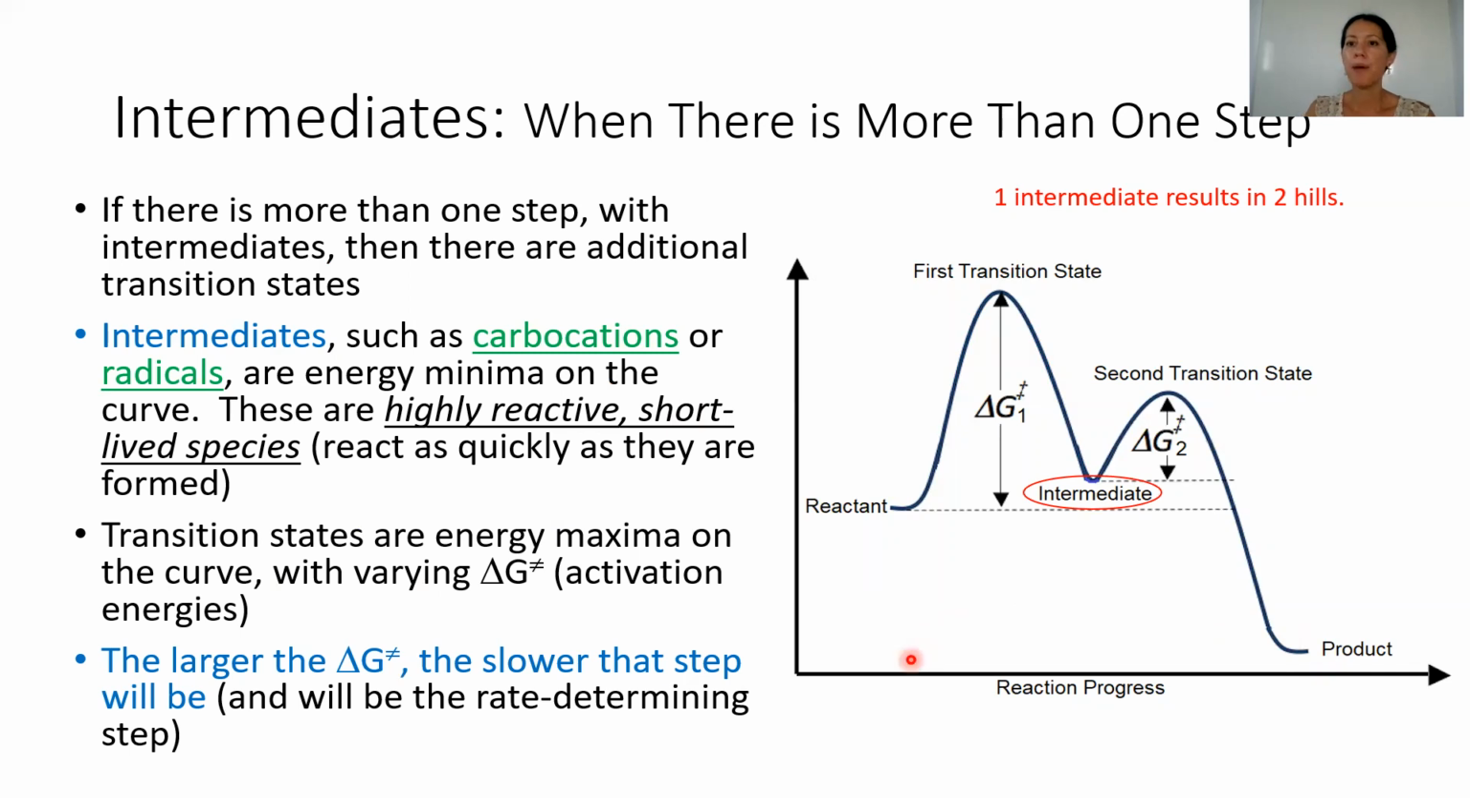So just take a step back. If you have one intermediate, you have two hills. If you have two intermediates, you'd have a third hill. The other thing is reactants and products. Sometimes products can be higher in energy. The maxima, the tops of the hills, are the transition states. The minima are intermediates.